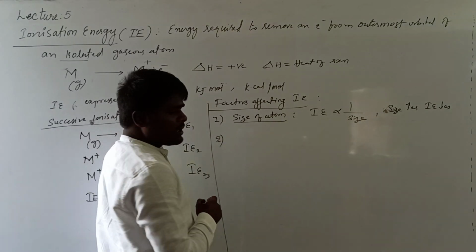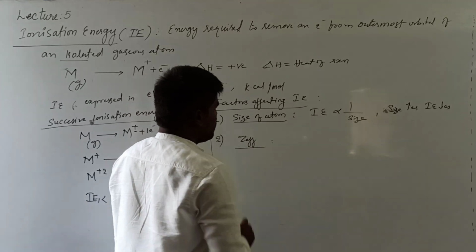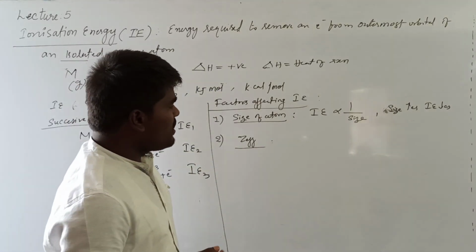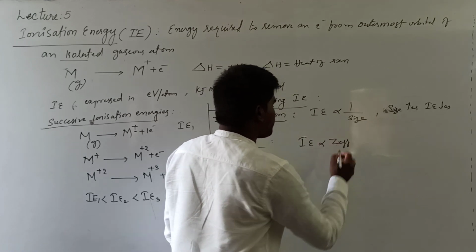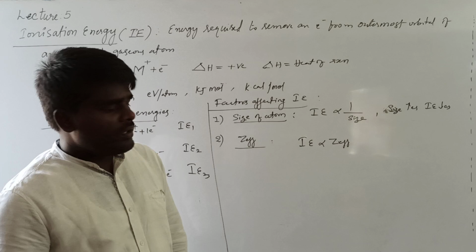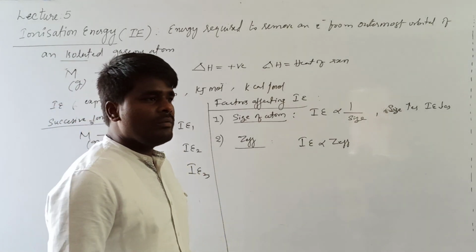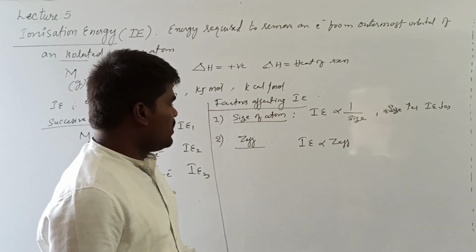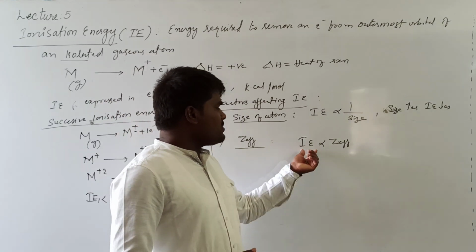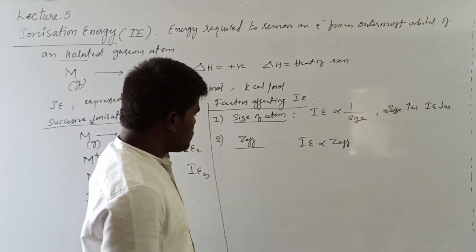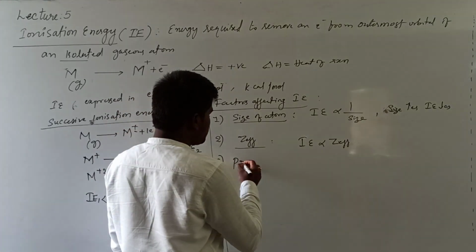And the second factor is Z effective, the effective nuclear charge. Effective nuclear charge also influences the ionization energy. Ionization energy is directly proportional to Z effective. You know what is meant by effective nuclear charge? It is the actual nuclear force of attraction experienced by the testing or differentiating electron. If the nuclear force of attraction on the valence electron increases, what happens? Ionization energy also increases.